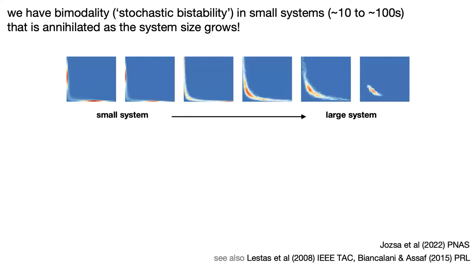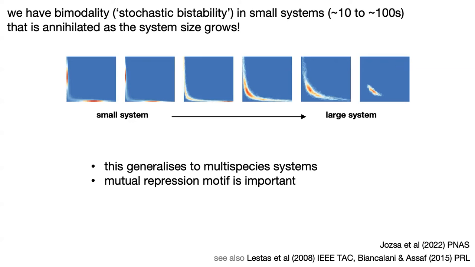So here for a small system, we have two modes, an on and an off, we could call them. And then as the system grows, it dissolves away. So we end up with our old noisy equilibrium. And this has been known for some time, but what was less appreciated was that this system could act as a switch. And if it's coupled to growth, interesting things will happen, okay?